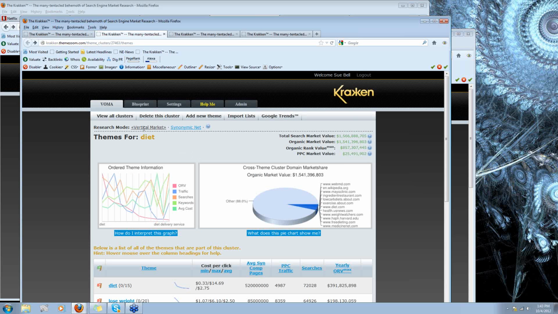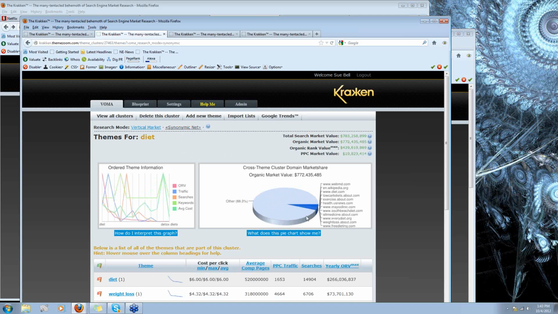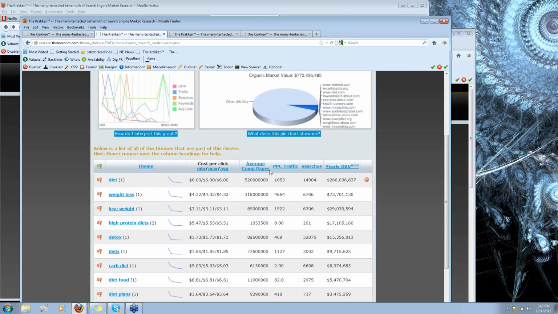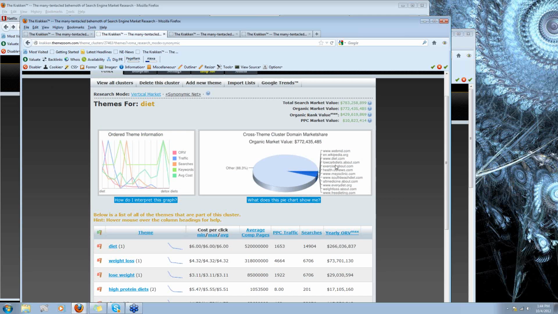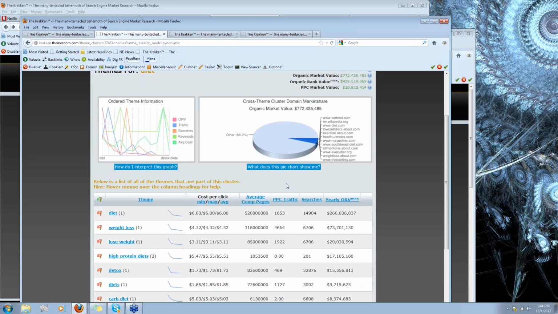Now, we can switch from the vertical market to the synonymic net, which adjusts this so that you're only looking at the parent themes and synonyms within this entire cluster. And this breaks it down. It's not a huge difference. If I were in a smaller cluster or a more defined cluster, sometimes this pie chart starts to really break out and show you who's in control of the market. So that's something to think about.